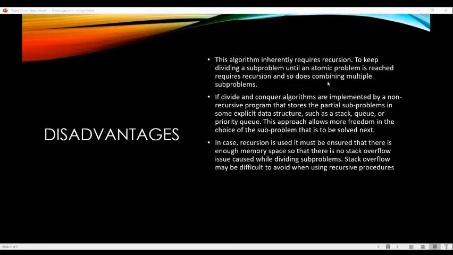There are many disadvantages of the divide and conquer algorithm, although the advantages far outweigh the disadvantages. Generally, in this algorithm, recursion is involved since we are dividing a main problem into multiple sub-problems. Recursion will be used because in order to reach a base case, there is no other option. However, if you want to get rid of recursion, you can implement some non-recursive programs by using data structures like stacks, queues, or priority queues. This approach will give you more freedom, but by no means is absolute.